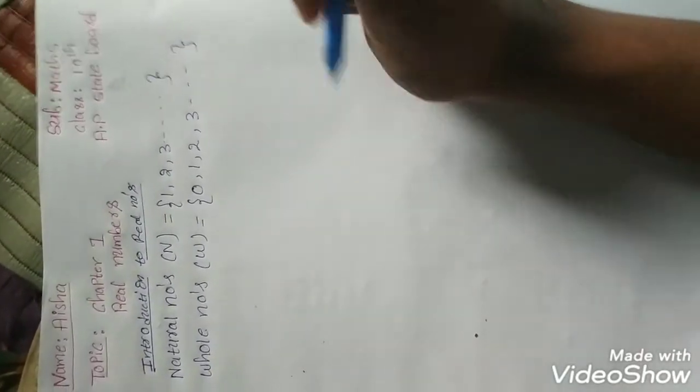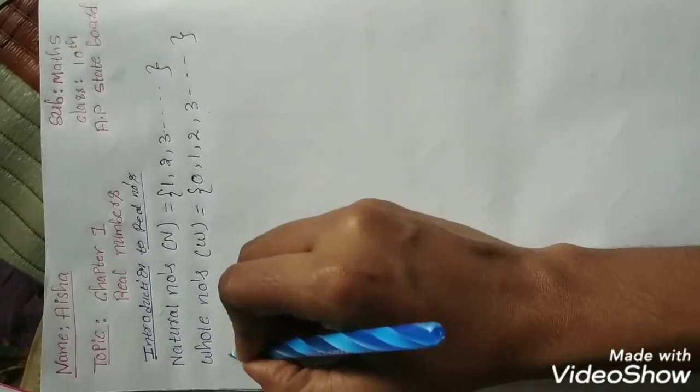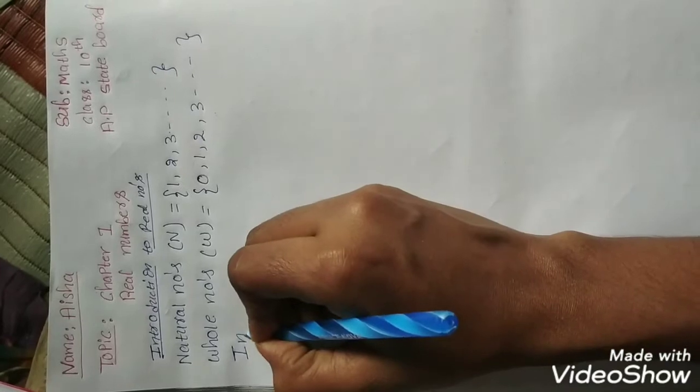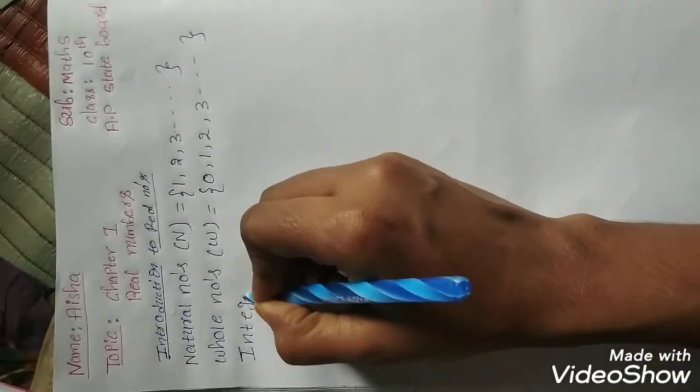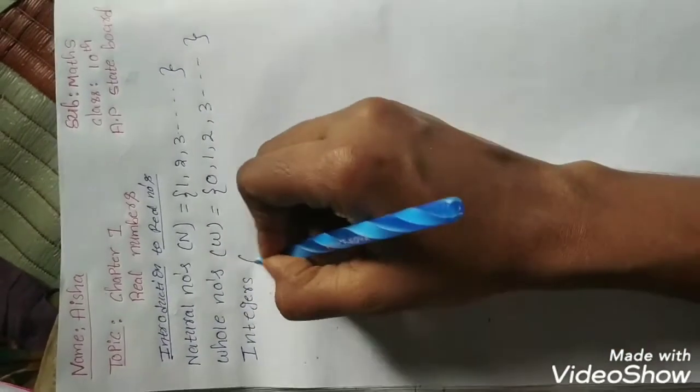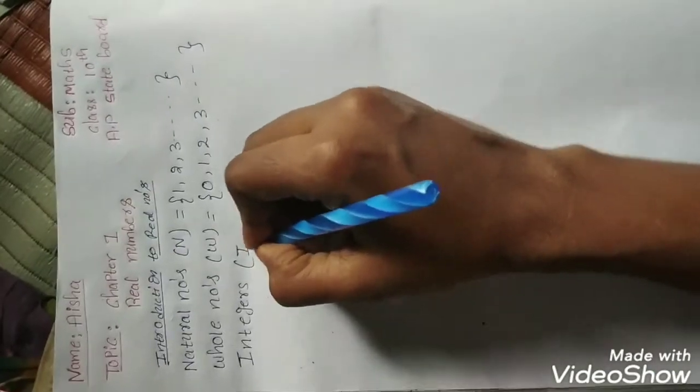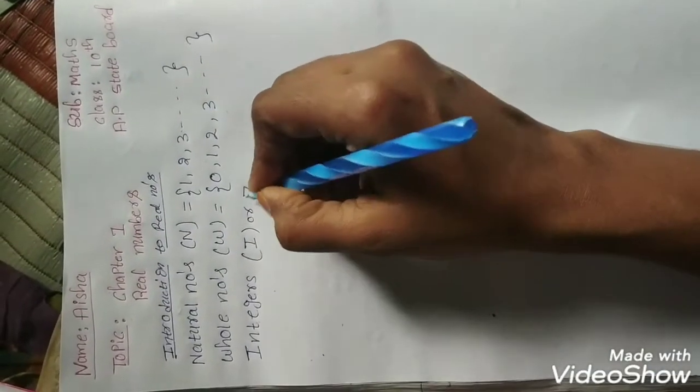So we know about the natural numbers and whole numbers. And the next one is integers. Very important, integers. What are integers? They are denoted by capital I or Z. We can denote integers as I or Z.